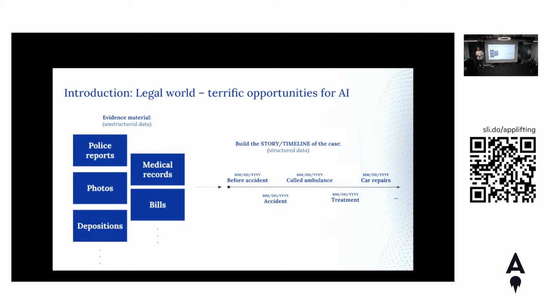So I will start with a quick introduction into the whole legal world. Basically, and this is a huge oversimplification, but how you can imagine attorneys or law firms work. At the beginning, there is lots of evidence. It's lots of unstructured data: documents, police reports, photos, medical records, bills, depositions. And on the other end, what the law firm and attorneys are supposed to do, they need to figure out what all those data mean. What's the story behind these unstructured data? They need to build a timeline of what exactly happened so they can help their client win the case.